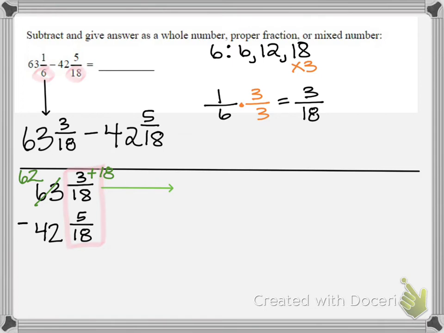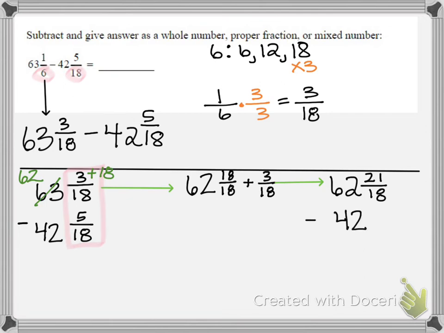Now, that might seem like some magic happening there, but let's take a closer look at really what's happening. I'm rewriting the number 63 as 62 and 18/18 because that's 62 and one whole. That would be the number 63. But then I also have that 3/18 that I have to add to it. So I can add the fractional parts, and this becomes the mixed number 62 and 21/18. Now, I know 21/18 is an improper fraction, but I'm just keeping it that way for the moment so I can subtract the 5/18 from it. So now I have 62 and 21/18 minus 42 and 5/18.